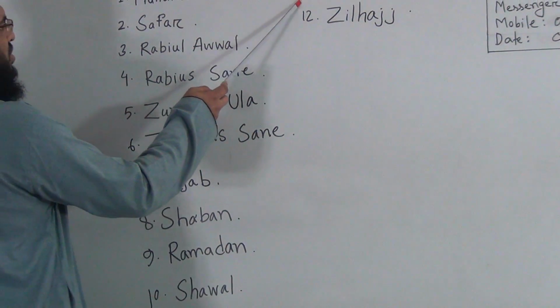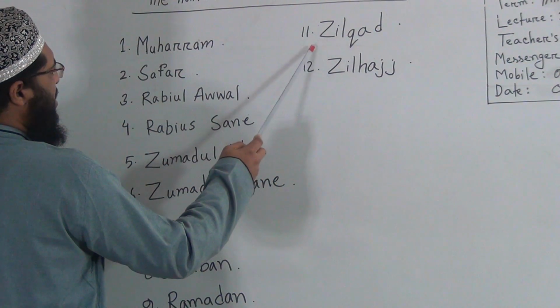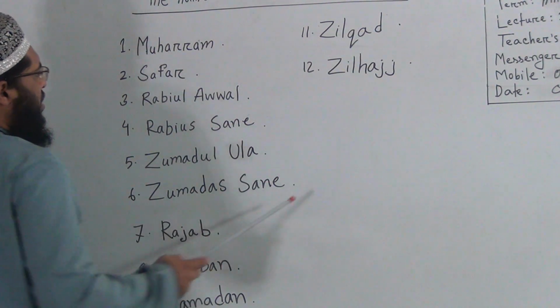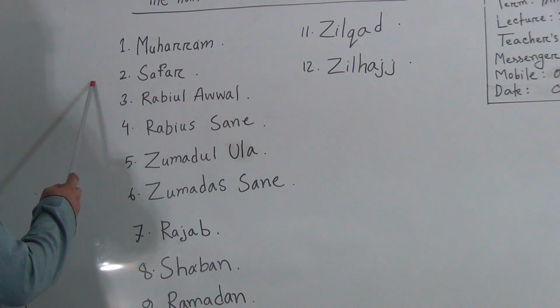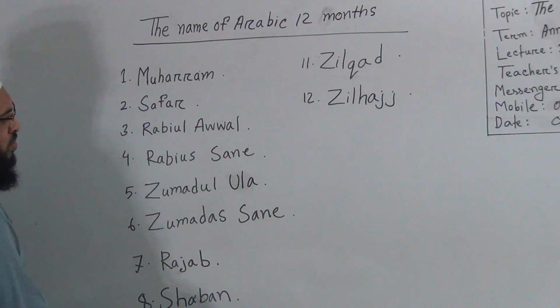Number 11, Jilqad. And number 12 is Jilhaj. My dear students, you will memorize the name of Arabic 12 months in this rhythm, in this pattern.